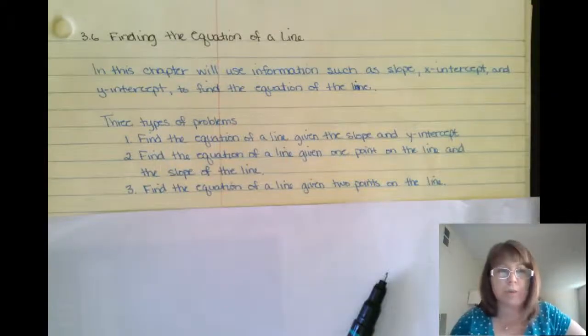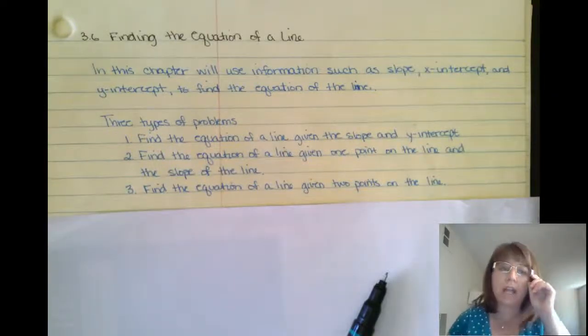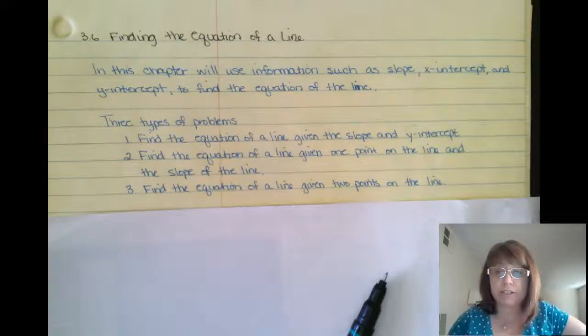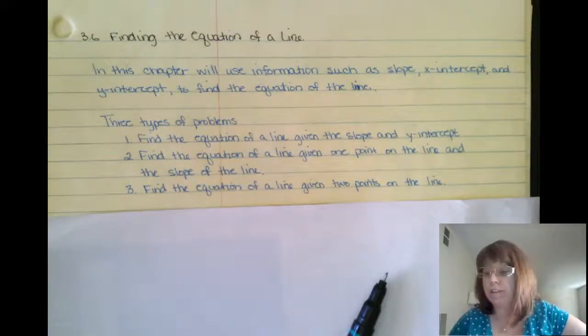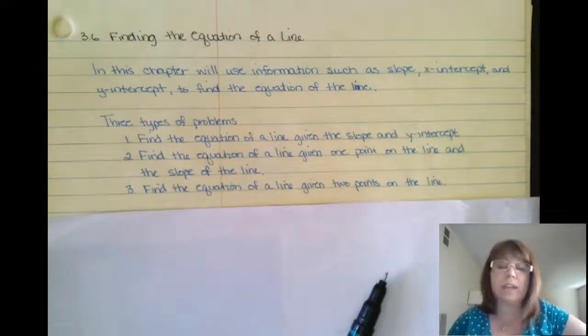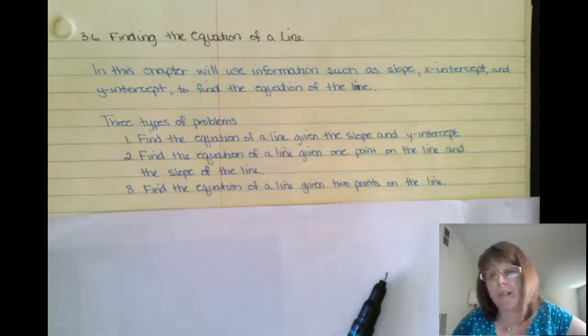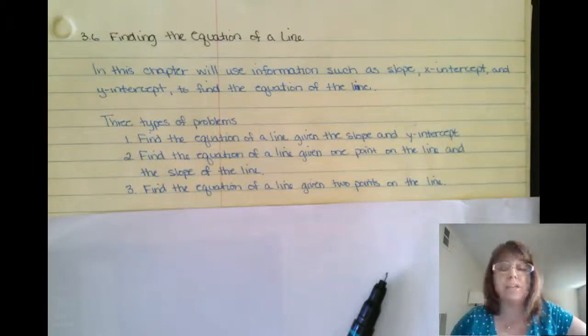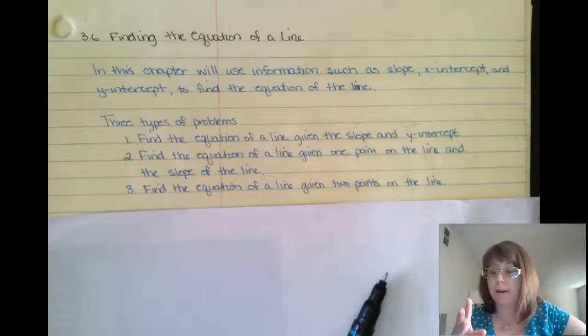Welcome to lecture 3.6, Finding the Equation of a Line. In this lecture, we're going to be going over trying to find the equation of a line given particular information like the slope, the intercepts, or a couple of points of a line. There are three types of problems here.